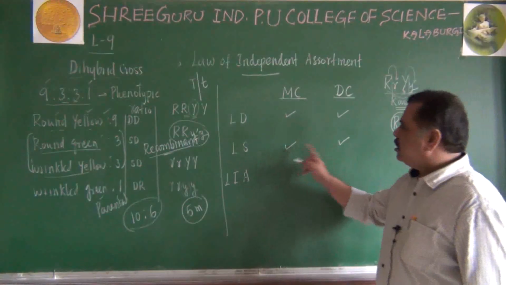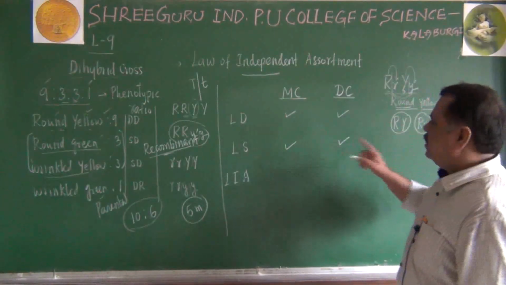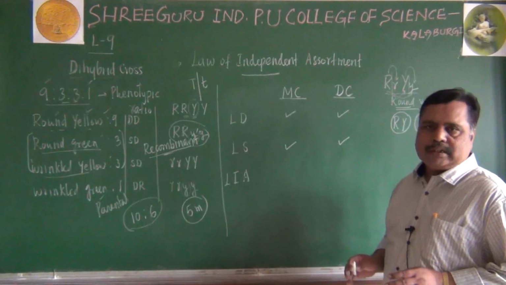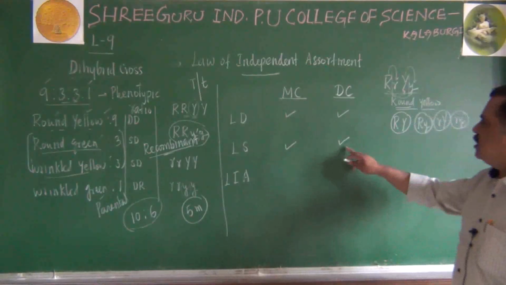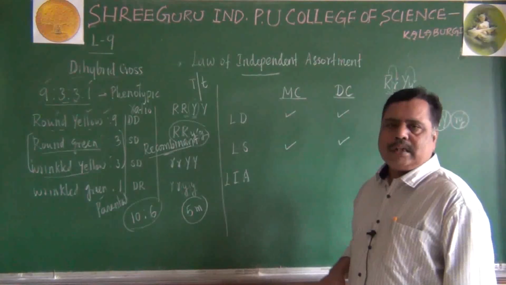Now segregation is operating here also. In dihybrid cross also they segregate. This is the point. In dihybrid cross also gametogenesis takes place. Wherever gametogenesis takes place, you will come across segregation. Shall we go to independent assortment?